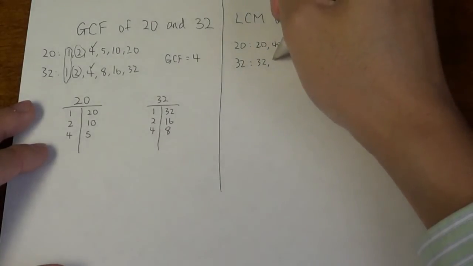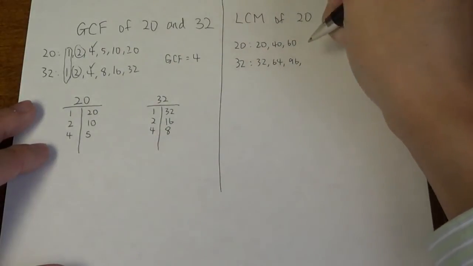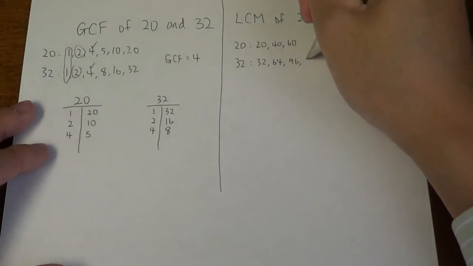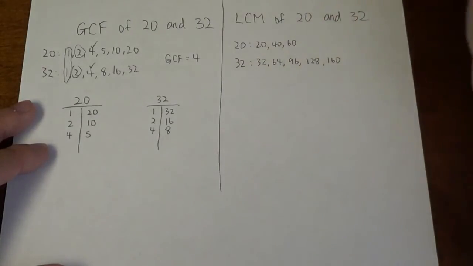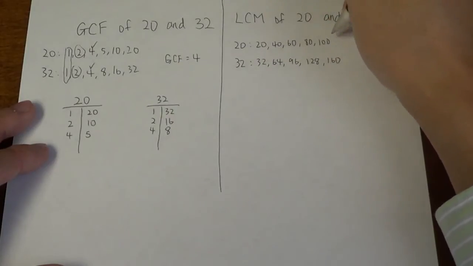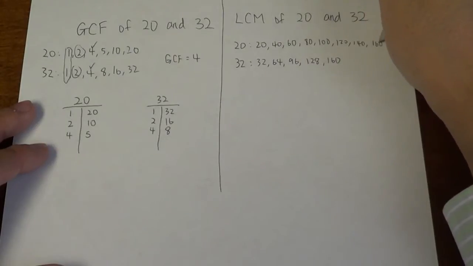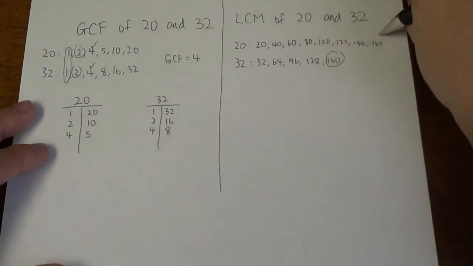So 32, 64, and this is where, if they can't make the calculation in their head, they'll need to work it out on the side. Then 160. I know I can stop, because if I keep listing multiples of 20 here, I will get to 160. And that would be our least common multiple.